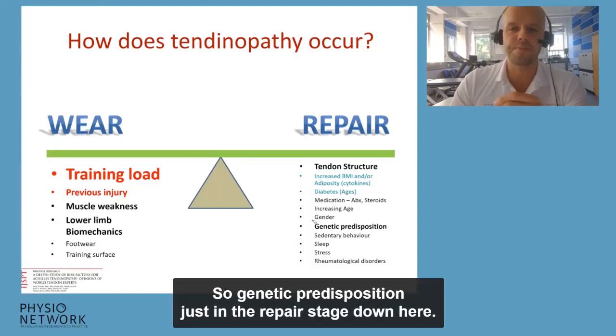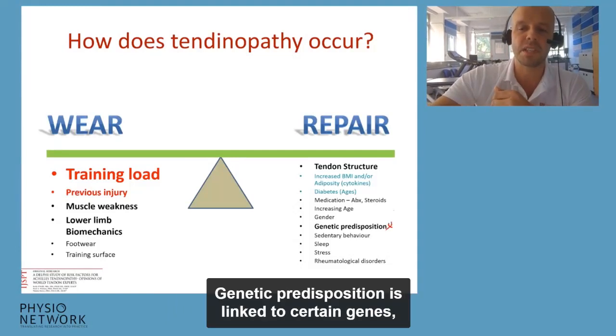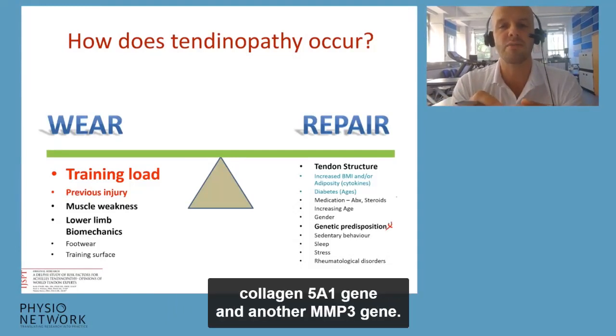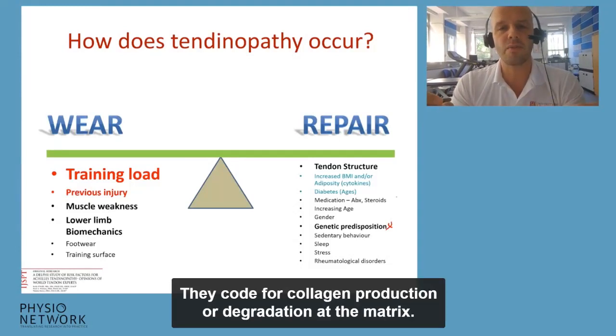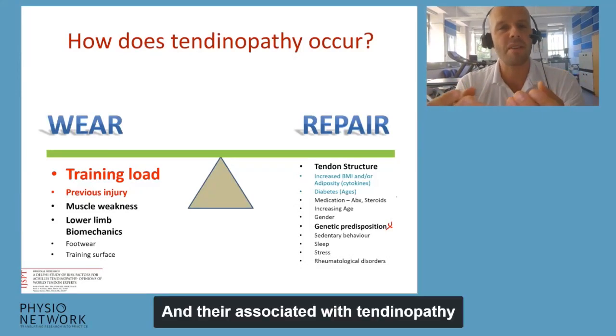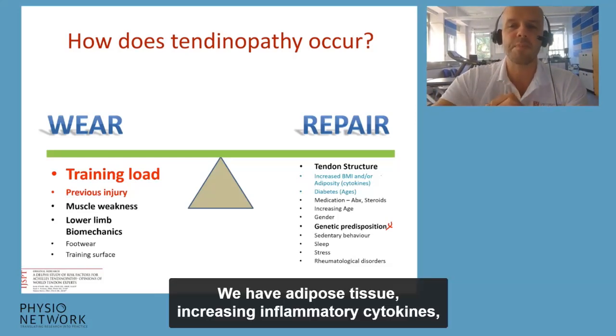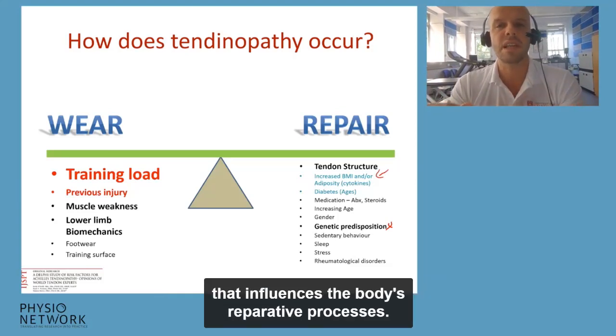So genetic predisposition, just in the repair stage down here. Genetic predisposition is linked to certain genes, the collagen 5-1A gene and another, the MMP3 gene. They code for collagen production or degradation of the matrix. And they're associated with tendinopathy because they influence our wear and repair of the tissue. We have adipose tissue, increasing inflammatory cytokines. That influences the body's reparative processes.